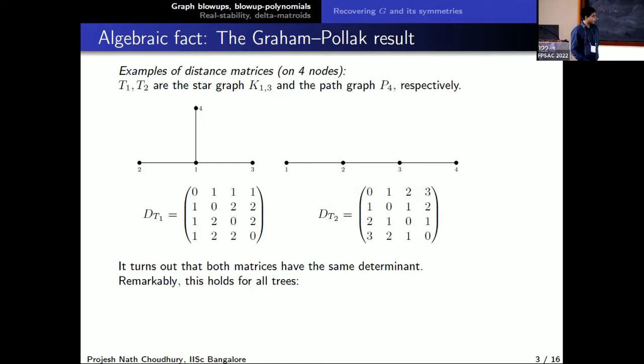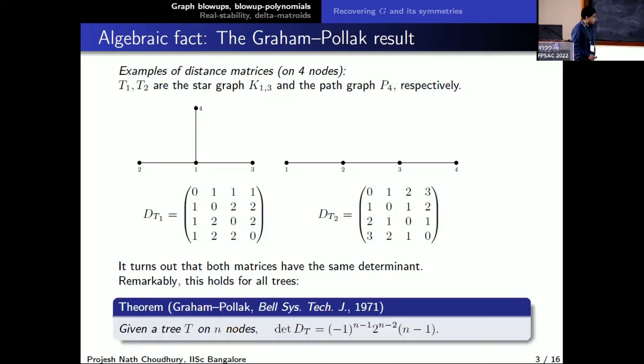This was a result by Graham and Pollack in 1971. They proved that the determinant of the distance matrix of a tree on n nodes is a function of n, and it is independent of the tree structure. So this provided us our first motivation. We wanted to look at other such families of graphs for which the determinant of the distance matrix is a nice function.